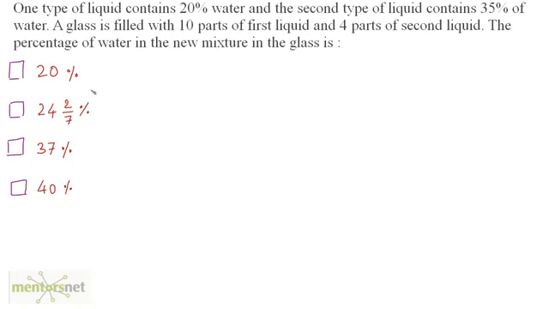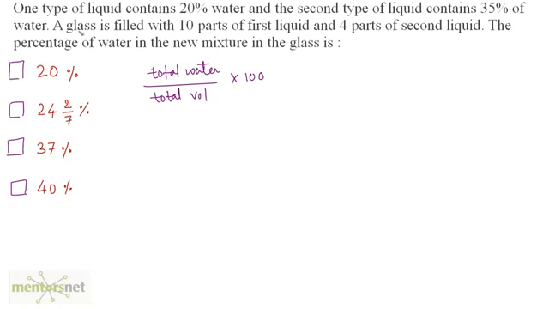Well, if you have to calculate the percentage of water, we can write it as the total water upon the total volume of the mixture times 100 will give you the required percentage. Now, to calculate the total water, we will have to analyze our question.